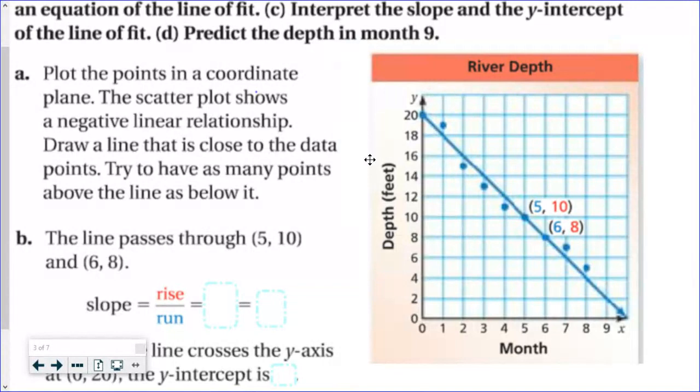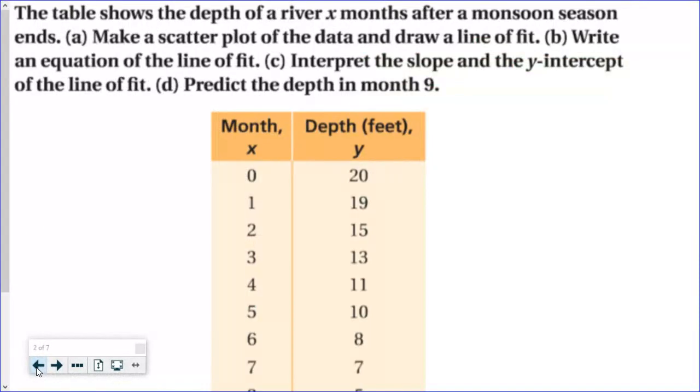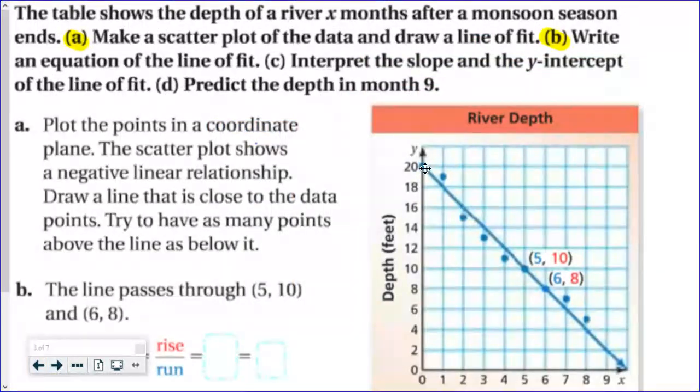Okay, so step 1, we take all of these points, X, Y, X, Y, X, Y, and we plot them. That's 1, 2, 3, 4, 5, 6, 7, 8, and 0's 9. So we have 9 points plotted. Do you see it's a negative relationship because the slope is going downward?